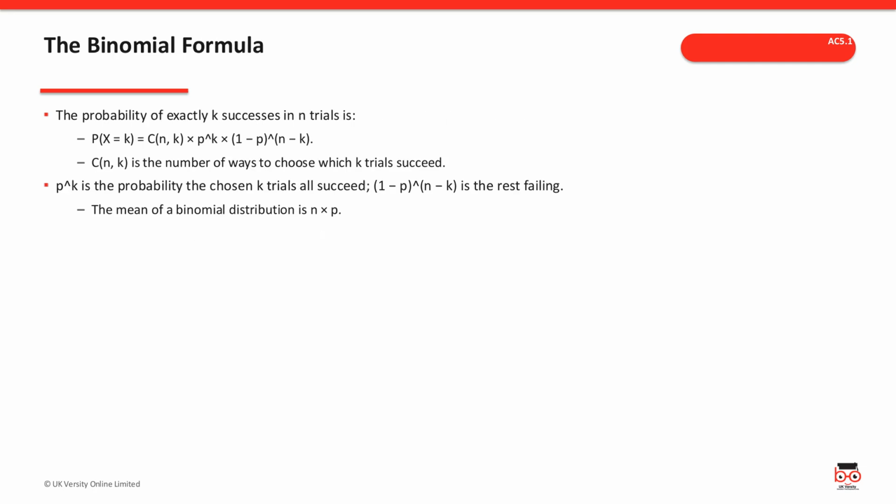The formula looks busier than it is. The probability of exactly k successes in n trials is nCk times p to the power k times, in brackets, 1 minus p to the power n minus k. That nCk is the number of ways to choose which k of the trials are the successful ones. The p to the power k is the probability those chosen trials all succeed, and the 1 minus p to the power n minus k is the rest failing. And handily, the mean of a binomial distribution is just n times p.